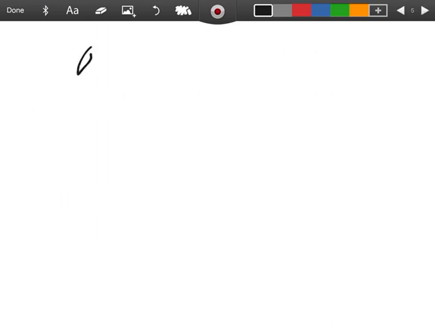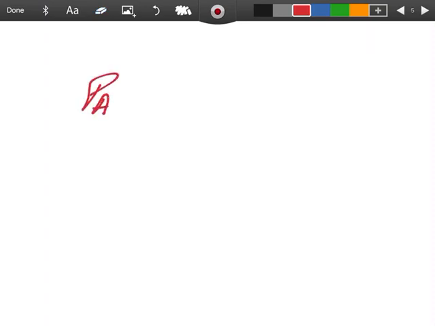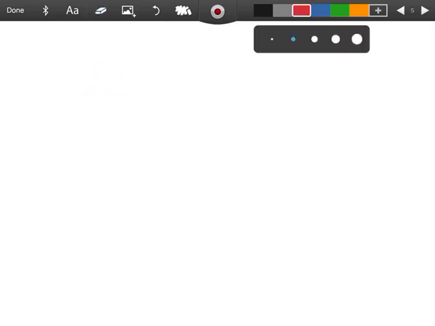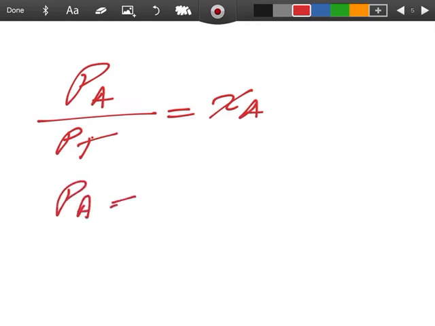Very well. So let's continue and clear this equation a little bit more. Let me rewrite this. So I have PA over PT, and this is going to be XA. Clearing this equation, what I will get is that PA is the same as XA times PT.